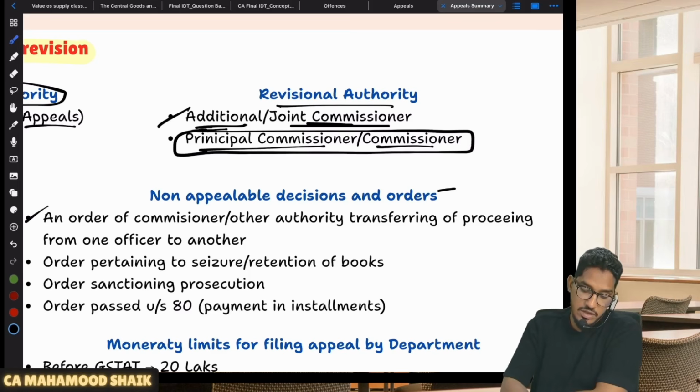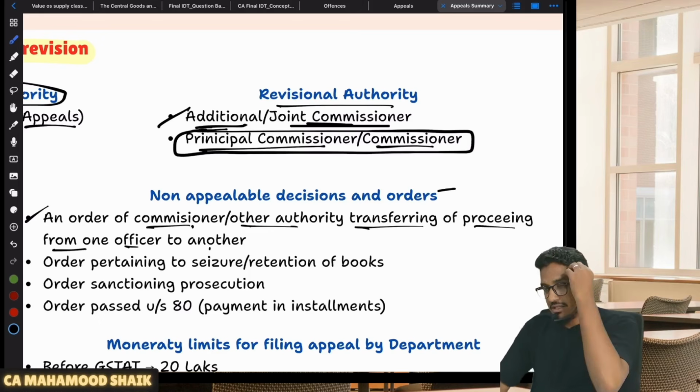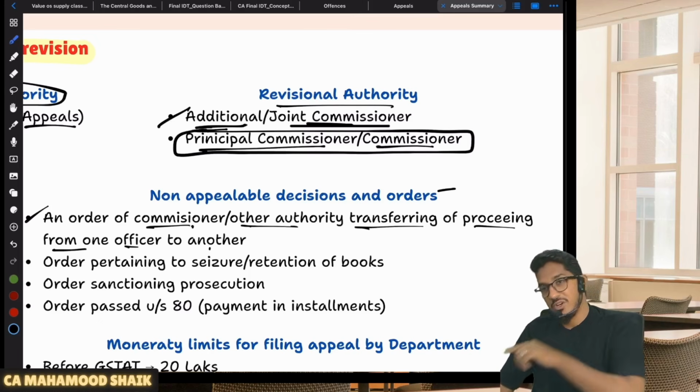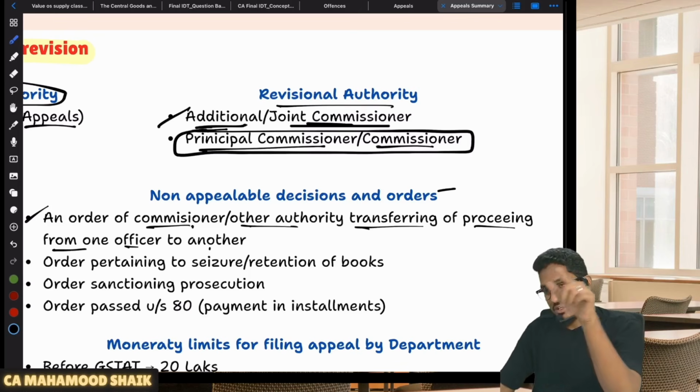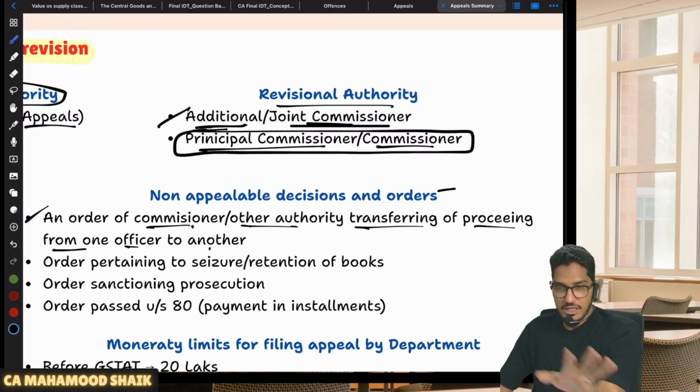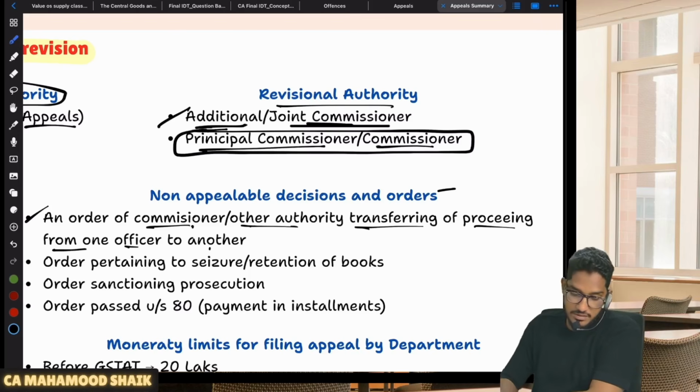What are they? Number one, an order of the commissioner or other authority transferring a proceeding from one officer to another officer. Let us say, for example, your case is under scrutiny. The commissioner has transferred your case from one officer to another officer. Now you can't file an appeal saying no, I want that officer only, I will go to appeal, that person only should do scrutiny for me because he's known to me, I will get the audit done from him only. Like that you can't do. That order will be final.